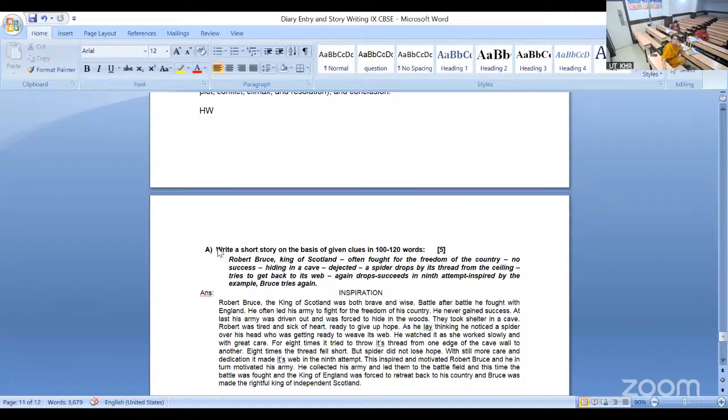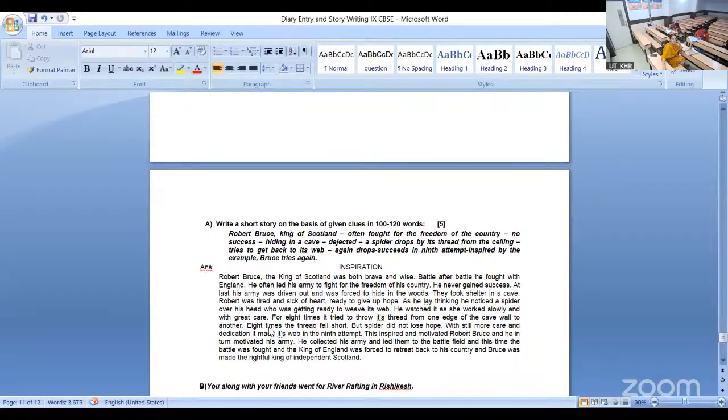नाउ आपका ये है आपका होमवर्क। Write a short story on the basis of clue will be given. Okay, in your exam, clue will be given. Write a short story on the basis of given clues in 100 to 120 words. 5 marks का है. Only first, write down. Pen paper, this is a homework.